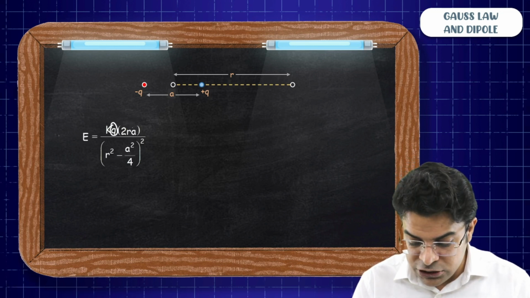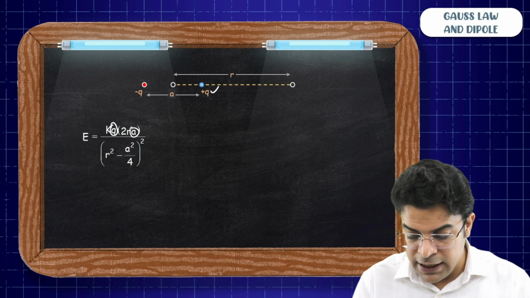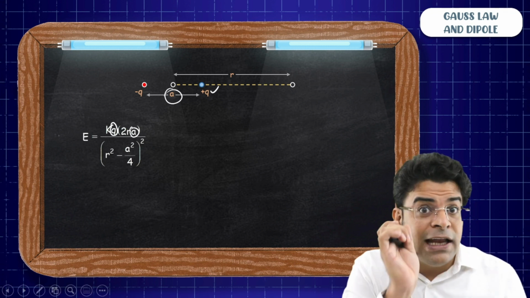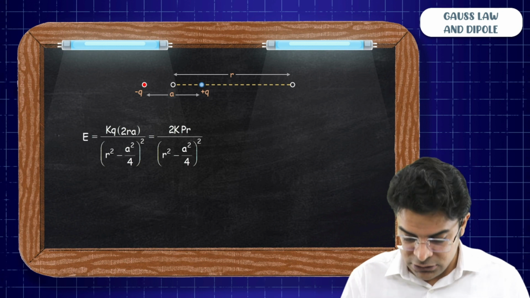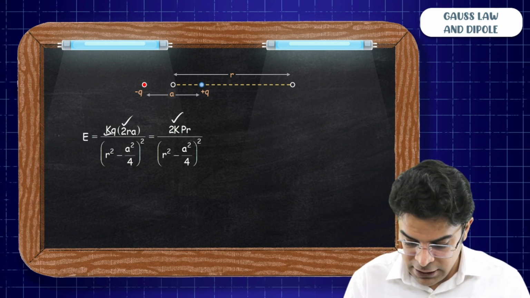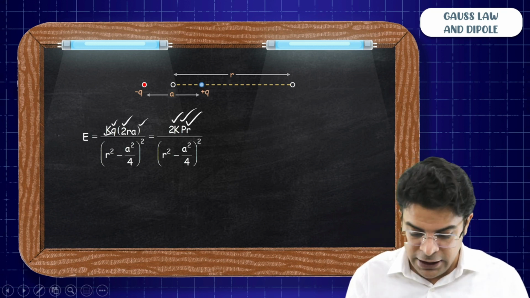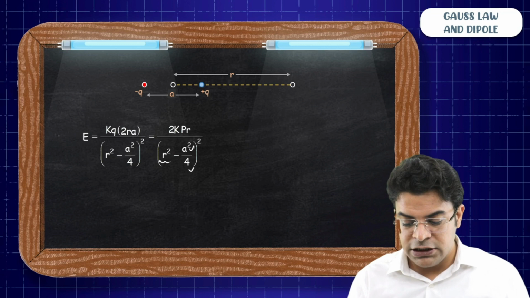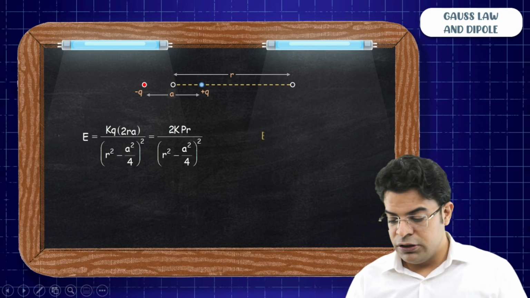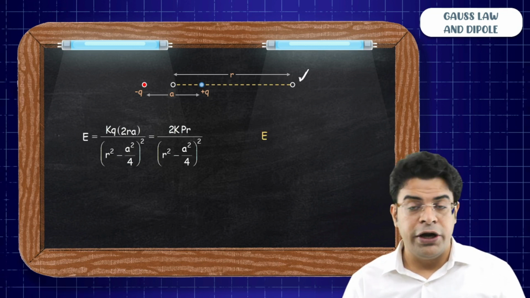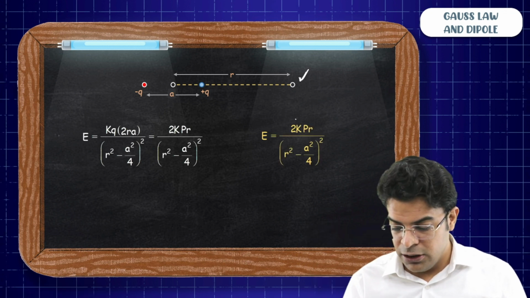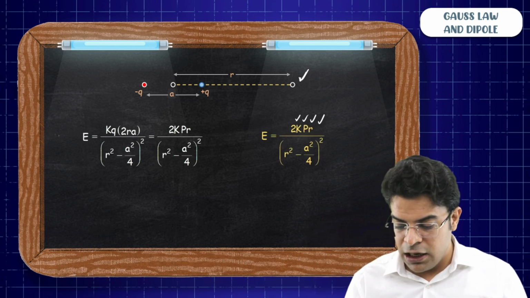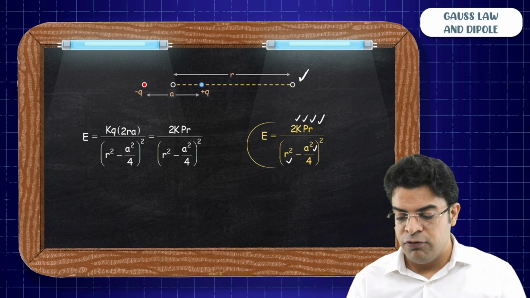You can club this Q and A and write it as the dipole moment. What you get is 2K, in place of Q and A, you can write P, the dipole moment, into R upon (R square minus A square by 4) whole square. So the net electric field at a point on the axis comes out to be 2kpr upon (R square minus A square by 4) whole square.